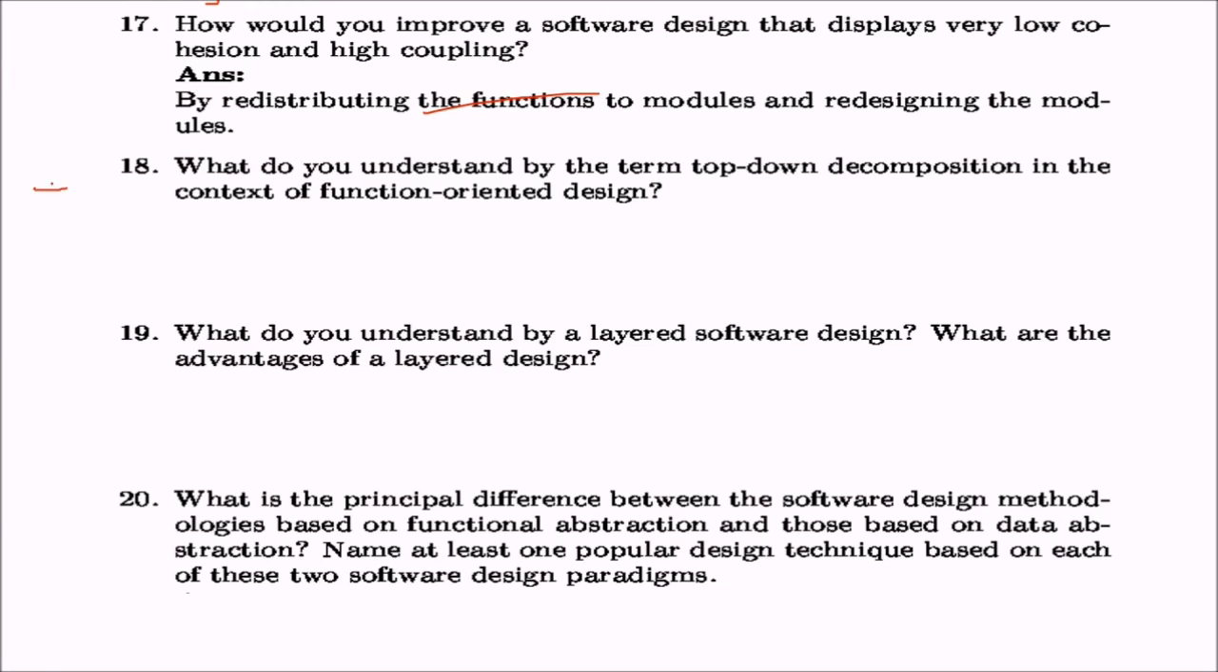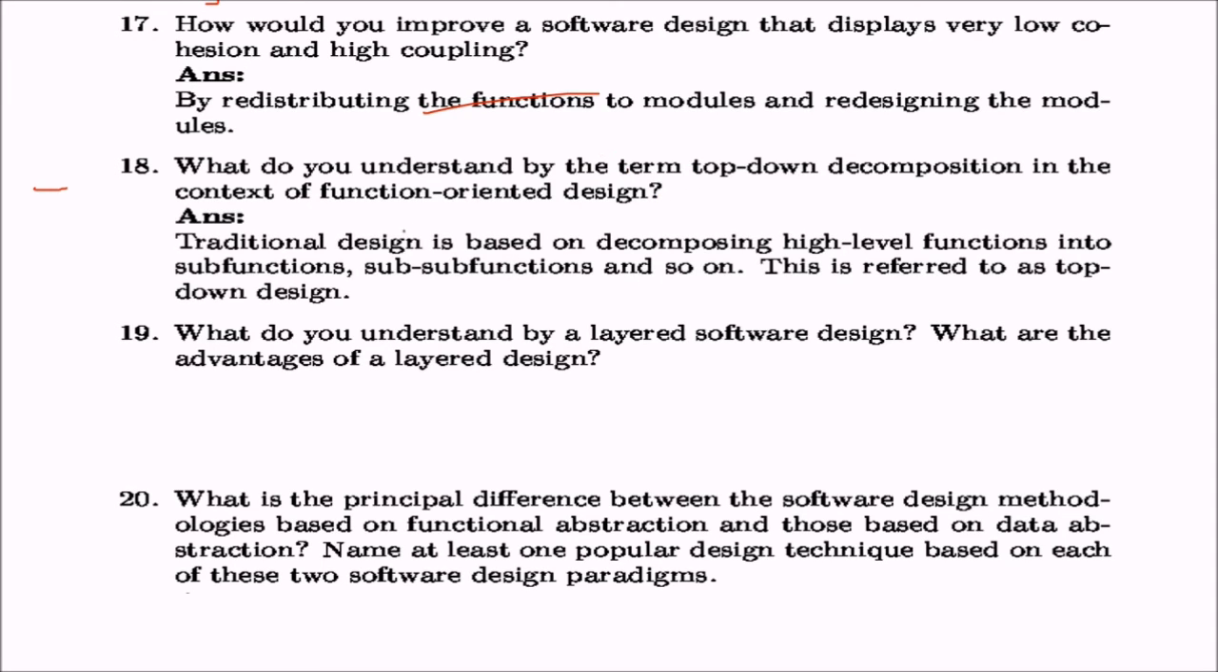Question 18: what do you understand by the term top-down decomposition in the context of function-oriented design? What we do in traditional design is decompose the high-level functions, those are managerial functions actually, into sub-functions, again into sub-functions and so on, until it can be represented as an algorithm. So this is referred to as top-down design.